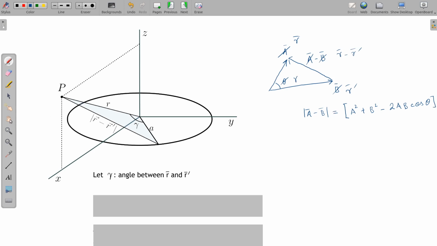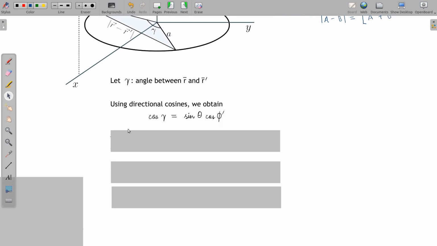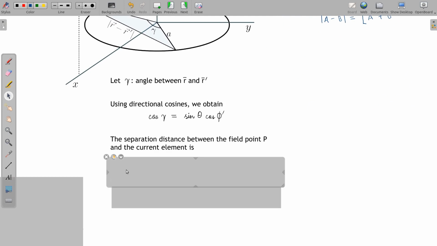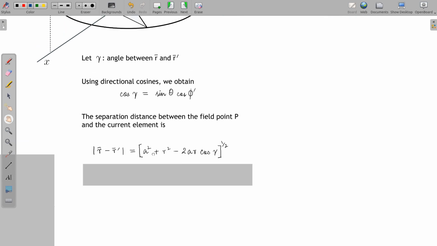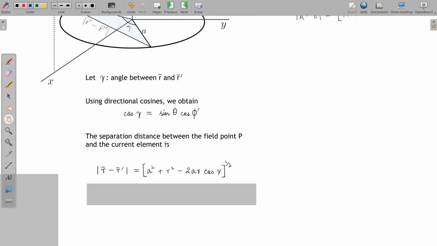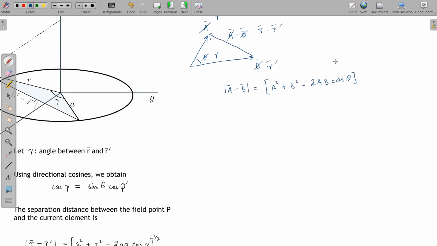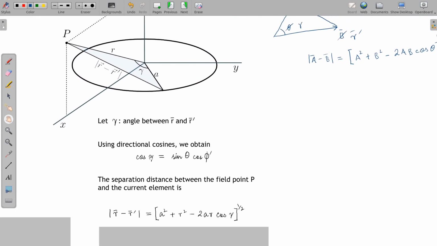You can make the substitutions over here, and of course we are going to use directional cosines. This gives us the separation distance between the current element and the point: the magnitude is a square plus r square, minus 2 into a into r into cos of gamma, and the whole thing is under the root, so to the power 1 by 2. Now this cos gamma is what we have to find out, but we can do that very easily using directional cosines.